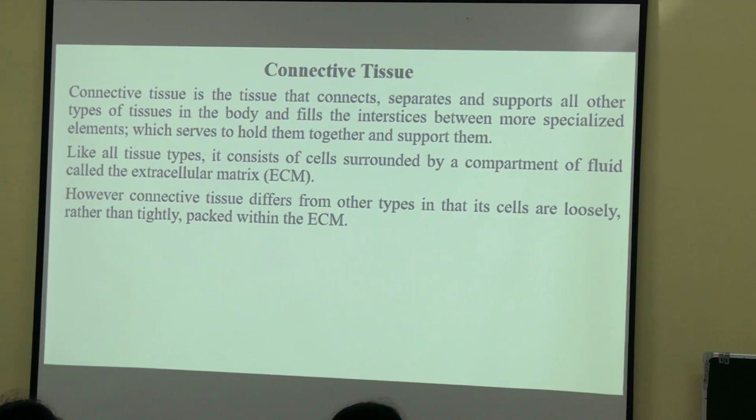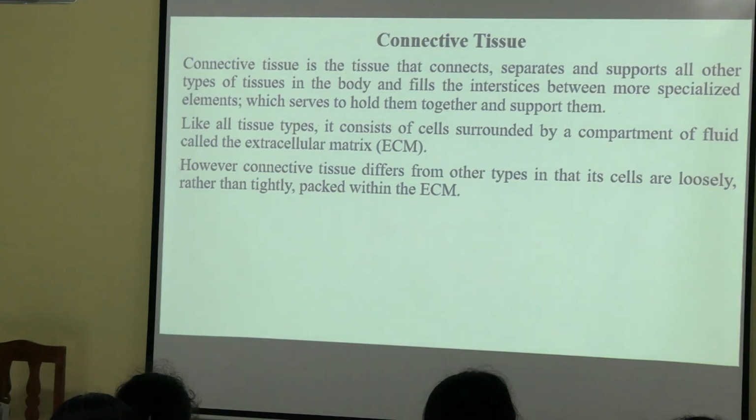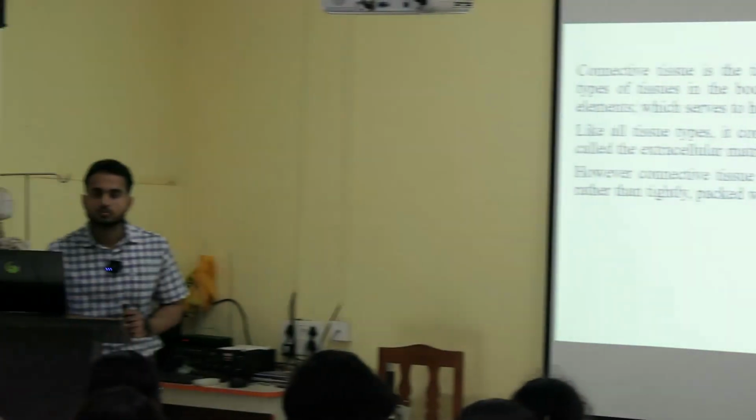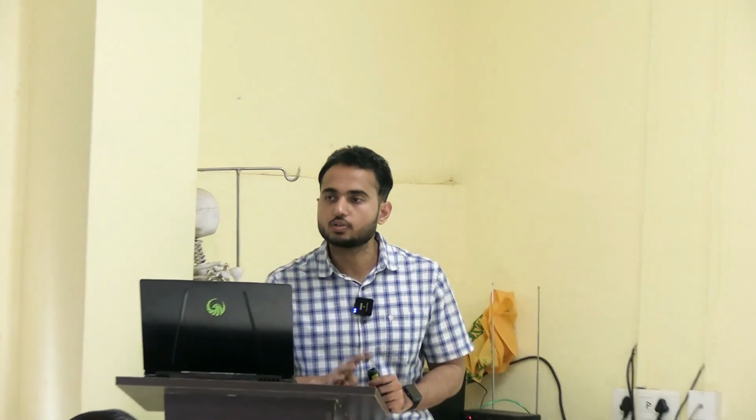Before I start, let me ask you one question. What are the basic tissues of our body? How many types of tissues are there in our body? 4 types are there. What are they? First, epithelial tissue, then connective tissue, muscular tissue, and nervous tissue. Okay, these are the 4 basic tissues of our body.